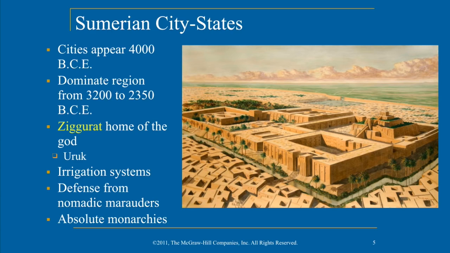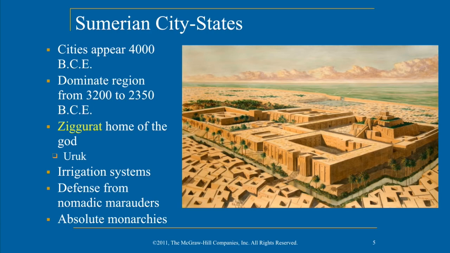Cities appear around 4000 BCE. They dominate the region from 3200 to 2350 BCE. The Ziggurat was the home of the god in the city of Uruk. You can see an artist rendering on the right-hand side. You can see that there's lots of green fields in the background. There were high walls in the center. There were these ziggurats, multi-layered, almost pyramid-like structures that were more square than pointy as compared to the Egyptian versions of a pyramid. And this was the central part of the government.